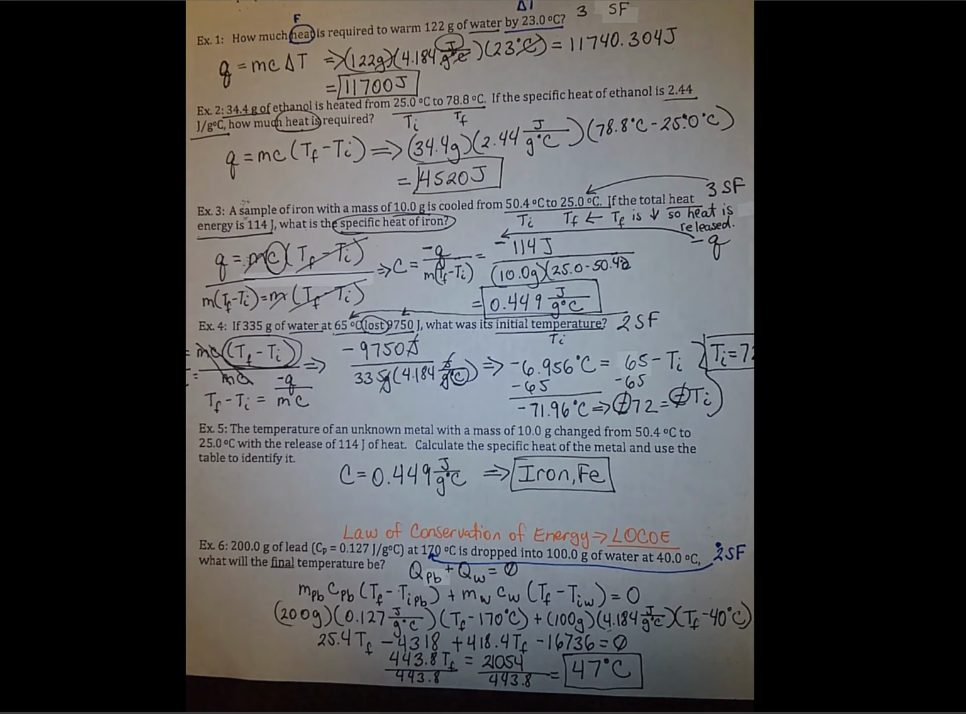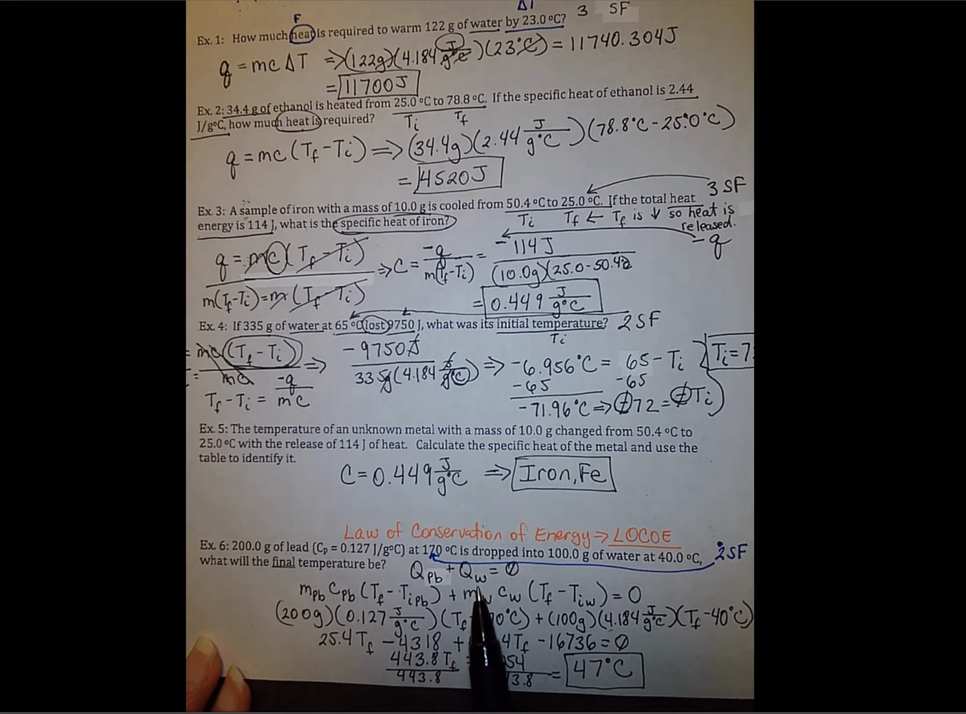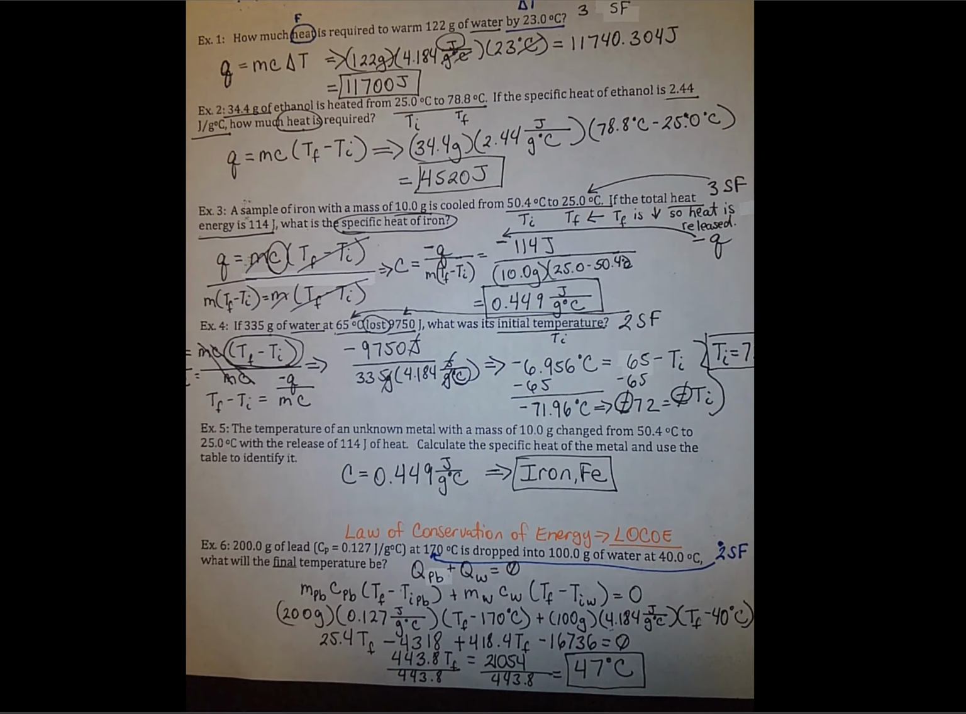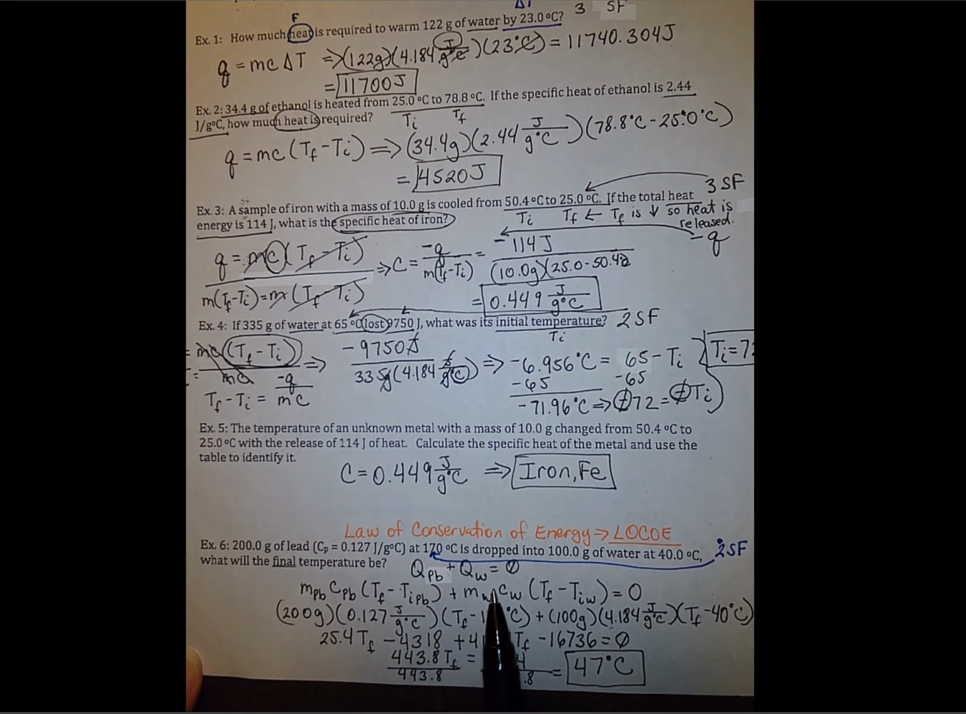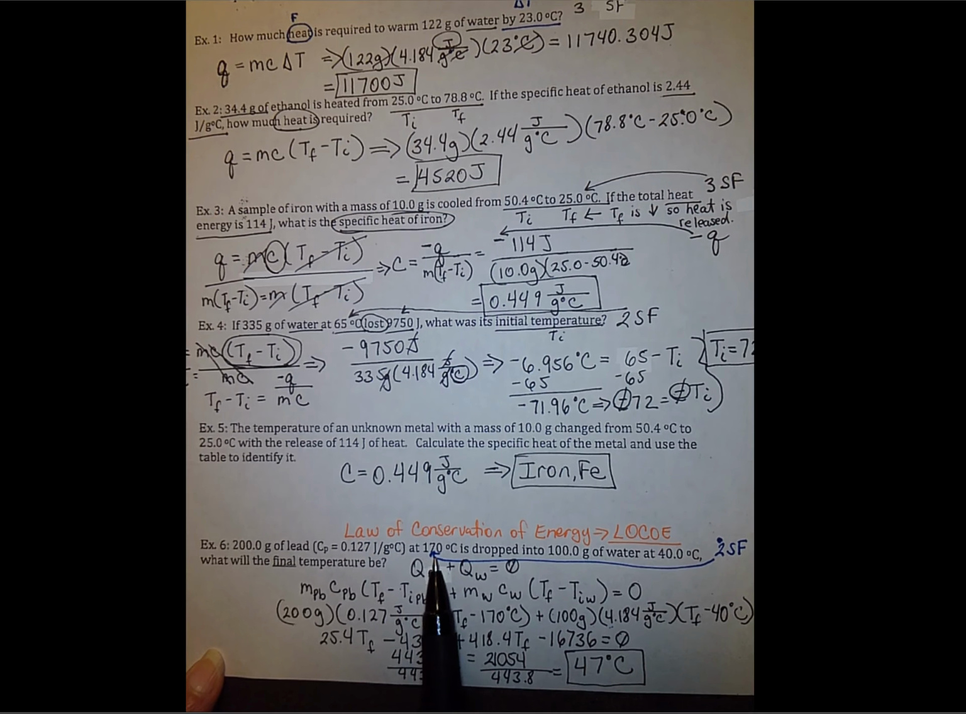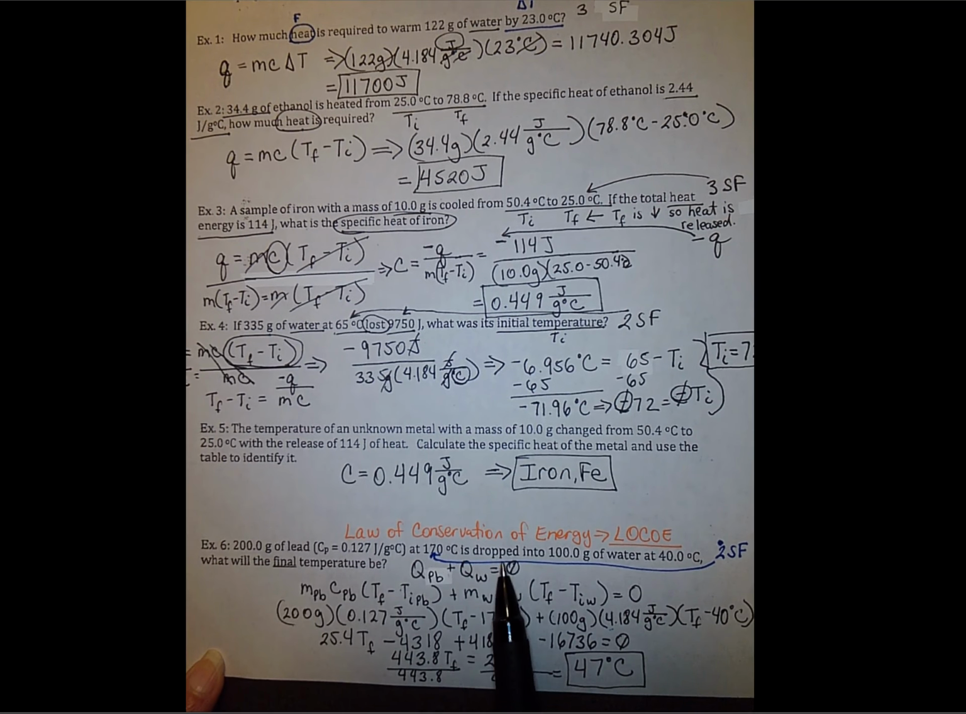Well, you guys, the law of conservation of energy says that energy in a system is constant. It is conserved, so your energy is not going to leave the system. So let's read the problem first. It says here that 200 grams of lead, and it gives you the specific heat of lead, at 170 degrees Celsius, is dropped into 100 grams of water at 40 degrees Celsius. What is the final temperature?